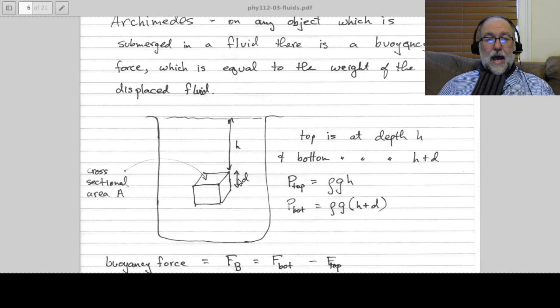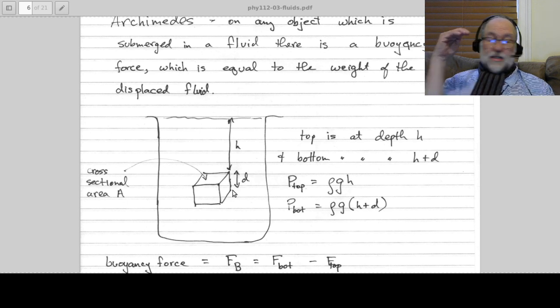D like that. Now, the whole object is submerged the distance H. So the distance from the fluid line up here to the top of the object is H, but the distance from the fluid line to the bottom of the object is H plus D.